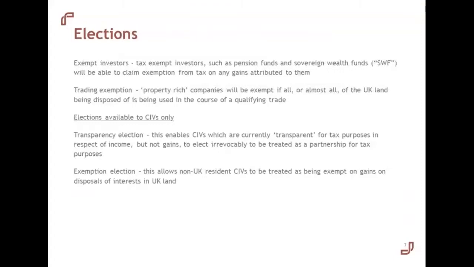What's important regarding the exemptions is that certain investors are outside the scope of the regime, such as certain tax-exempt investors as pension funds and sovereign wealth funds will be able to claim an exemption from the tax on any gains attributable to them.